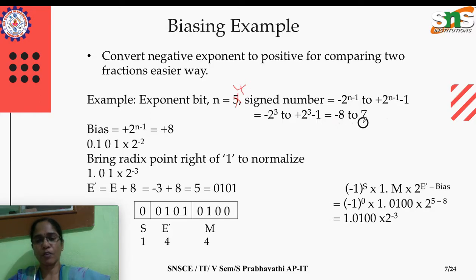Below -8 or above 7, we cannot represent it if the size of the bit field is 4. That's the meaning. In this example, the bias is the positive representation. Here the MSB is not the most significant bit; I mean the greatest magnitude number here is -8. So you take the positive value as the bias, that is plus 2^(n-1), which is equal to plus 8 in this example.